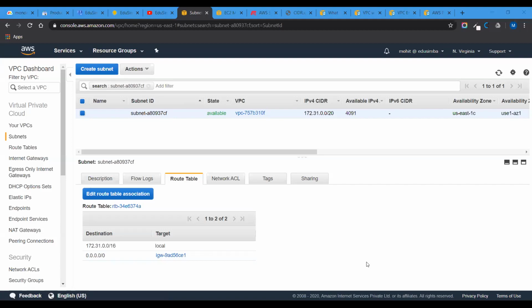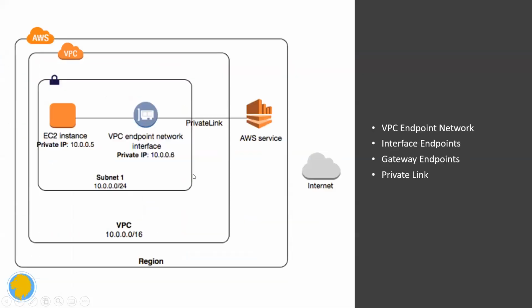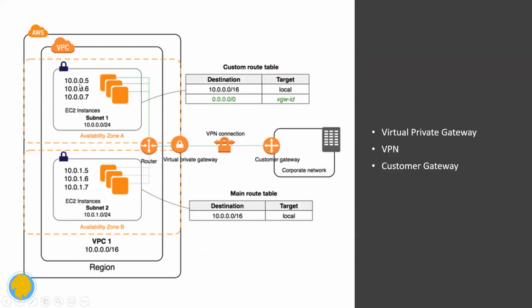So let me open my slide. If you see over here, there's one route table which defines that these instances will communicate with one virtual private gateway. The second, subnet 2, since the route table doesn't have any connection with the virtual private gateway, will not be able to communicate with the customer gateway.